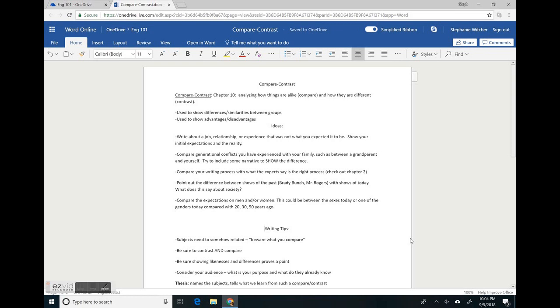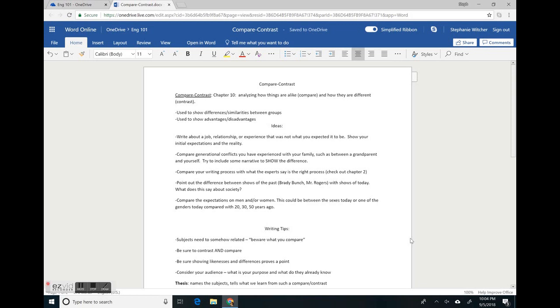Hi guys, let's talk about your next paper. This paper is comparison contrast, and this is found in chapter 10 in your textbook. So we're jumping around a little bit in the order that they put the papers, but I think this one logically makes more sense to put it here.